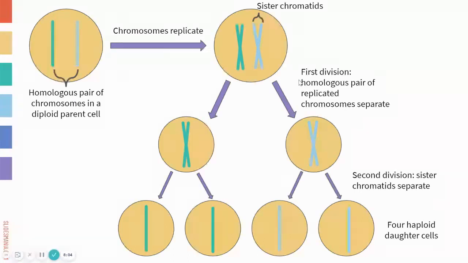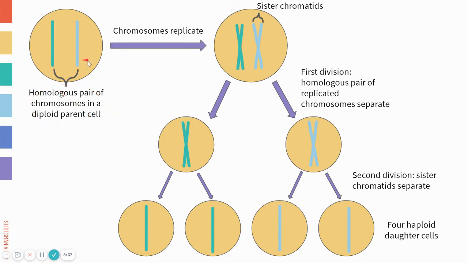So this slide is sort of a higher level overview of what we're going to be looking at in a little bit more detail in a minute. So this is showing sort of the big events that are going to happen in meiosis. Like I said, meiosis is starting with a diploid cell. So we're starting with a cell that has homologous pairs of chromosomes, 2 chromosomes for each chromosome number. So a set of 2 for each chromosome.